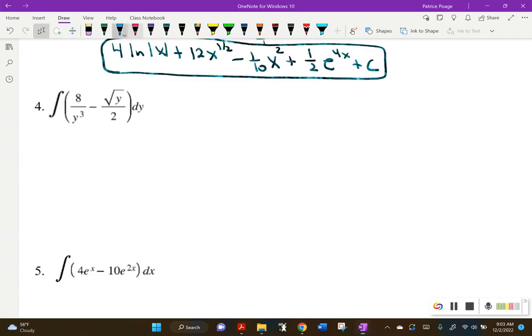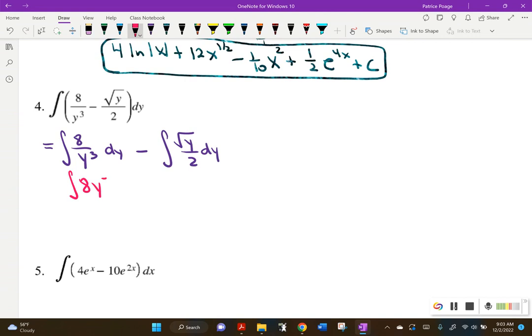All right, number 4. On the first term, I have a variable on the bottom, and in the second term I have a number on the bottom, and I'd like to do something with that. I'm going to split this one up. So I'm going to rewrite this as the integral of 8 over y cubed dy minus the integral of the square root of y over 2 dy. So I'm just splitting it up. And then for this first part here, I can bring the y cubed up to the top. So that's 8y to the negative 3.